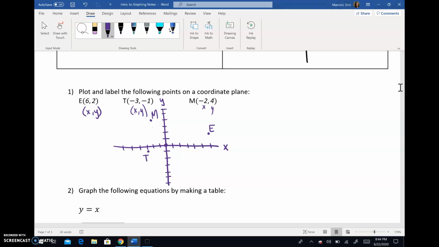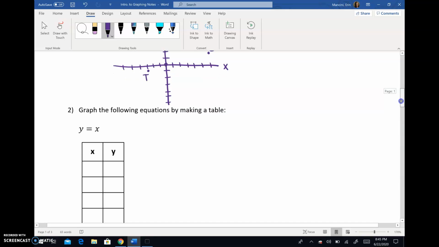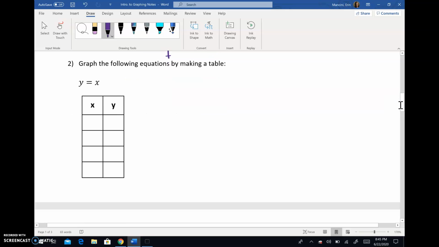Fun fact. Okay, so that's just a review of how you would plot points on the coordinate plane. The most important thing to remember is the point is written x first, then y, and that's the order in which you plot them. Move on the x, then move on the y. If you need to write a note of that, please do so in your notes. Otherwise, we are going to start graphing equations by making a table.